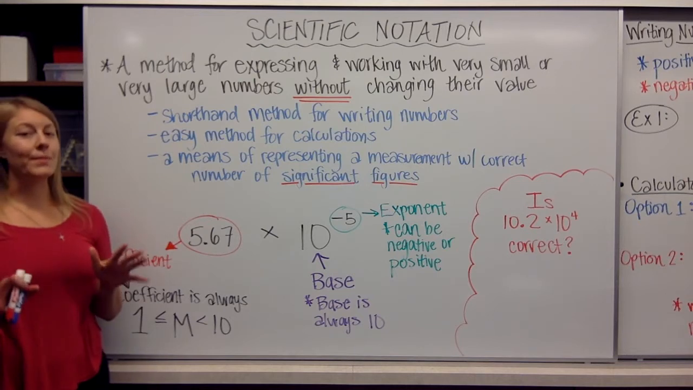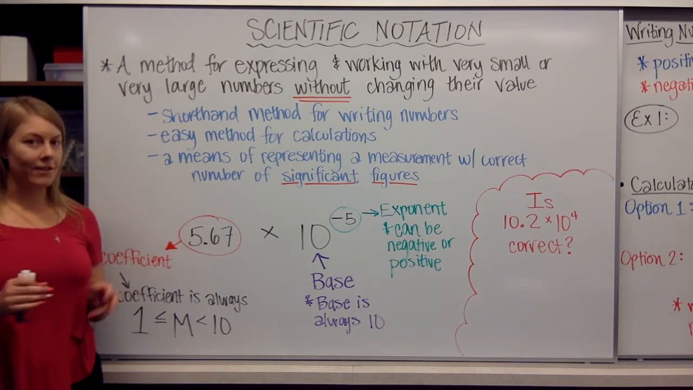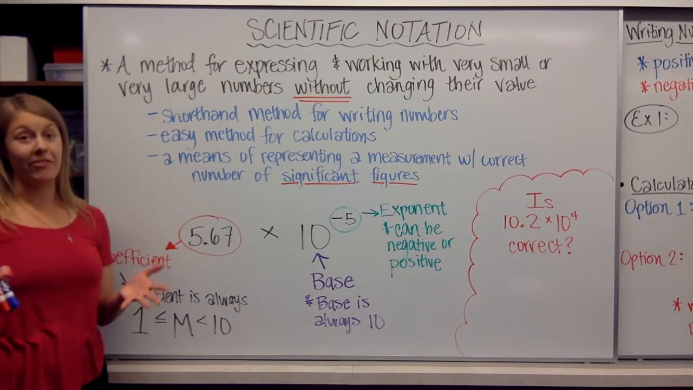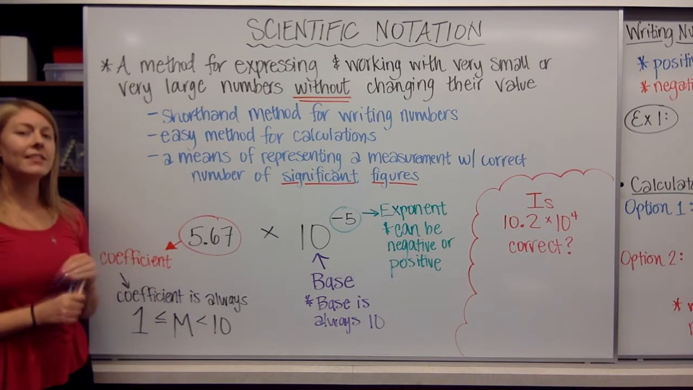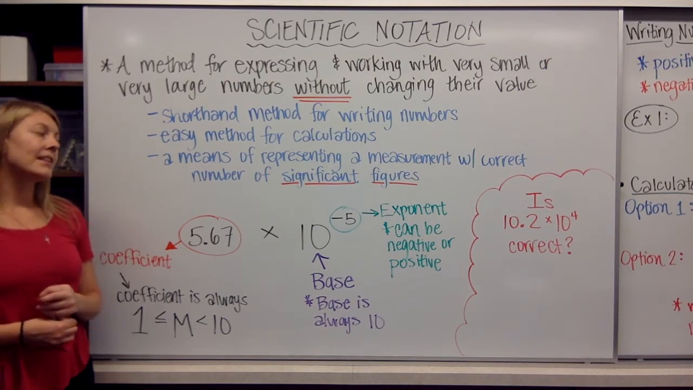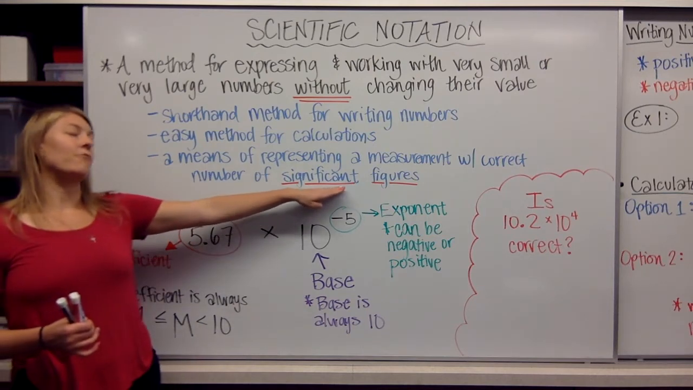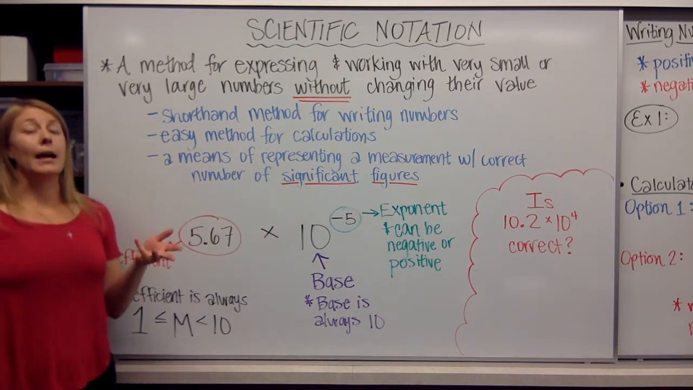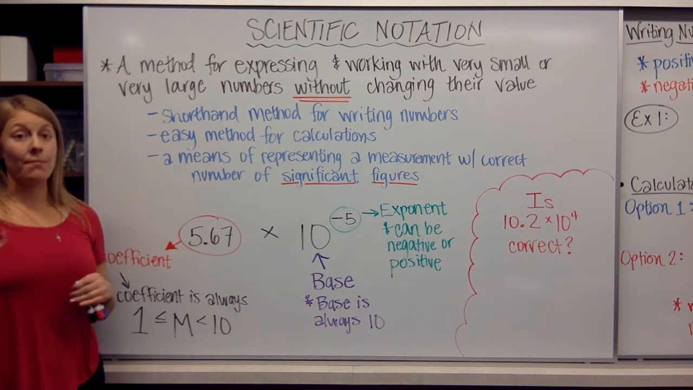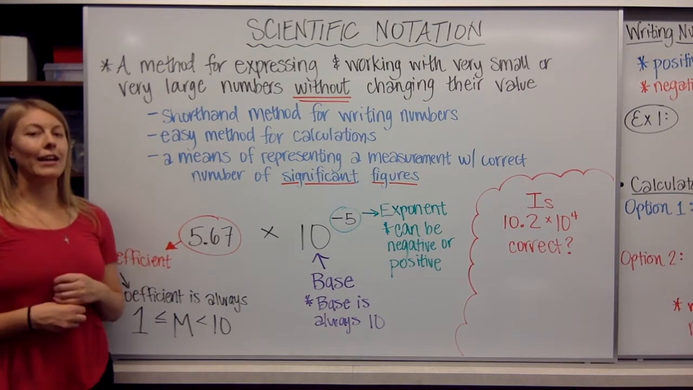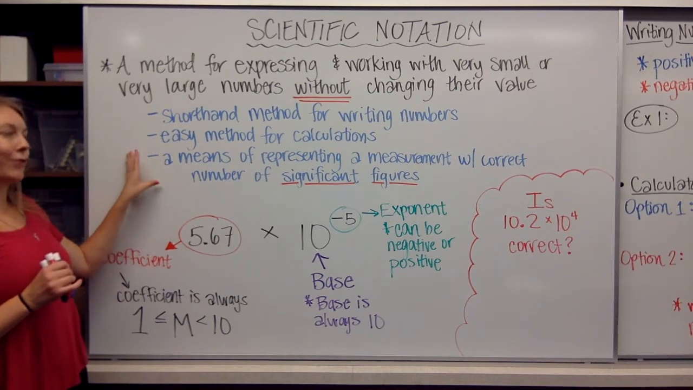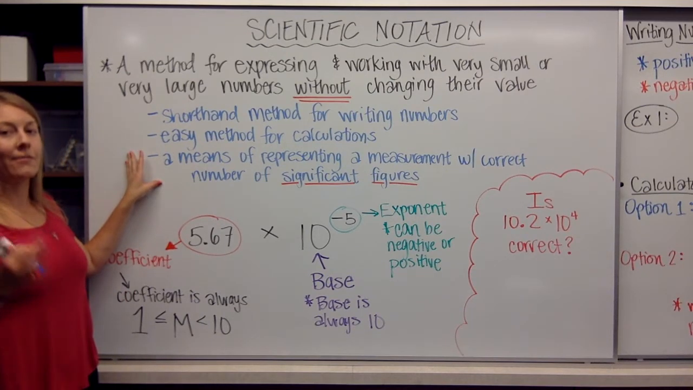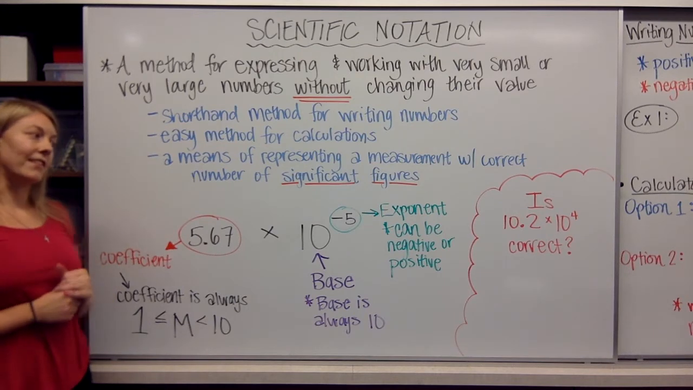And now don't worry too much about this if you haven't heard about significant figures yet. That'll be in 2 videos. It's a means of representing a measurement with correct number of significant figures. Significant figures refer to how many digits a number can be written in, and I'll explain later about how we actually figure that out. But if you're reviewing for the quiz or the test, it's a means of representing measurement with correct sig figs.